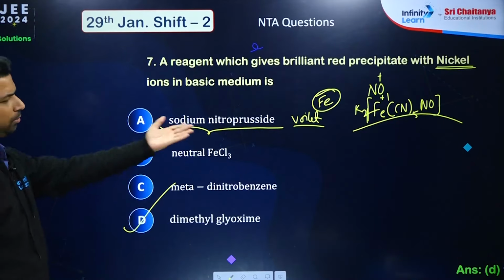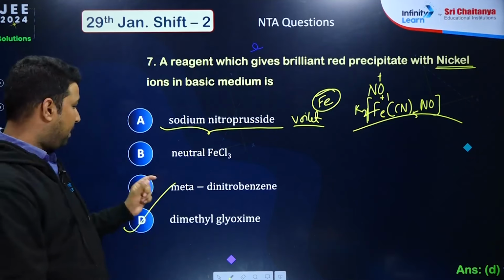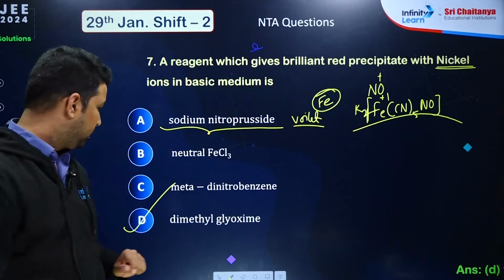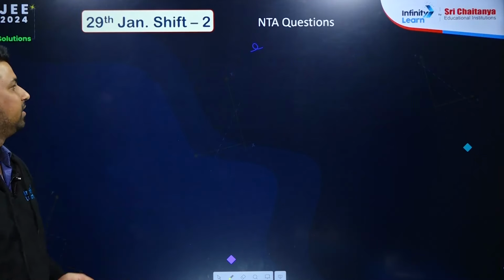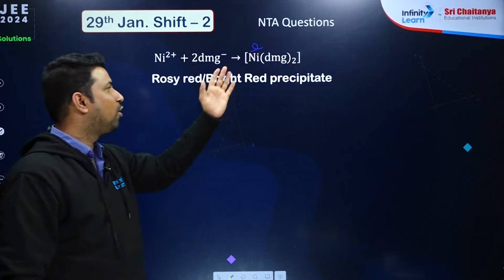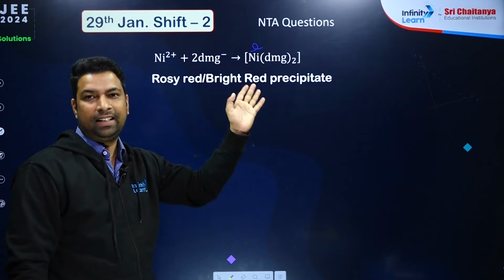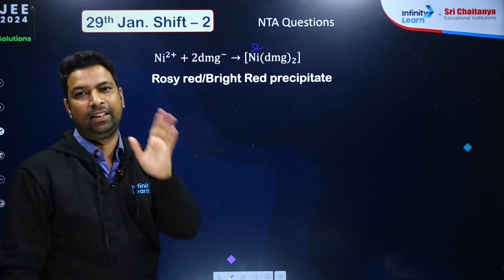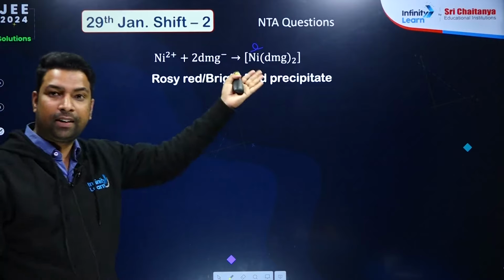So simply, sodium nitroprusside is violet, neutral FeCl3 is light brown, metanitrobenzene is yellow solid, and dimethyl glyoxime is rosy red. It is a very important complex. The structure of that complex is very nice, so please read the structure as well. It's my recommendation to you. It is also the characteristic test of Ni2+.